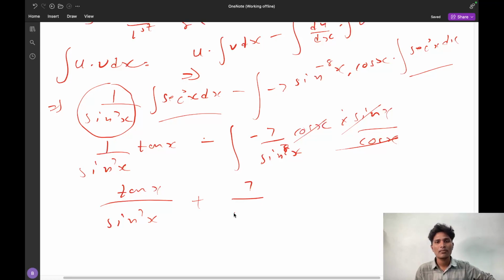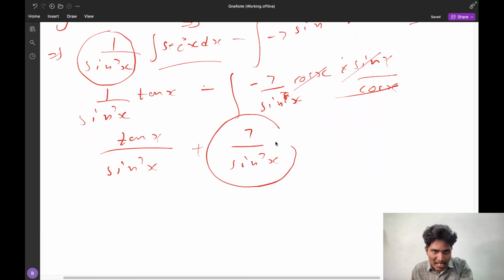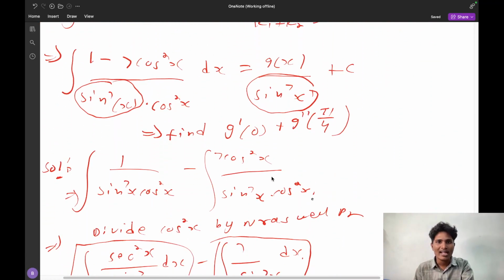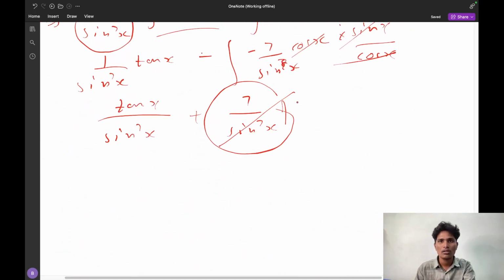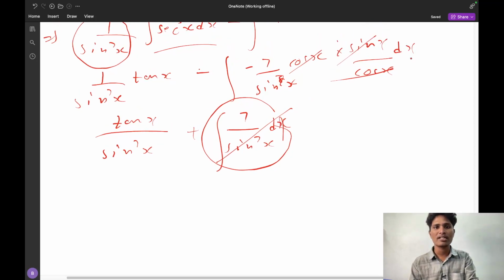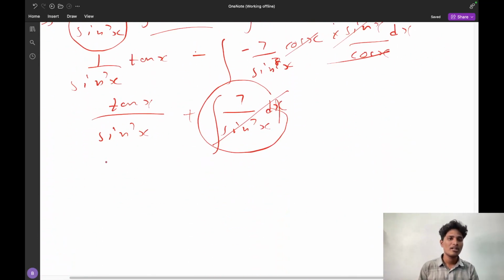7 divided by sin power 7x. This integral 7 divided by sin power 7x dx is the same as the one split in the question, so I can cancel these two, because the integration is not solved yet. The plus integral 7 divided by sin power 7x dx and the minus integral 7 divided by sin power 7x dx in the question cancel. The term left is tan x divided by sin power 7x. Here plus c is present, so here also plus c.